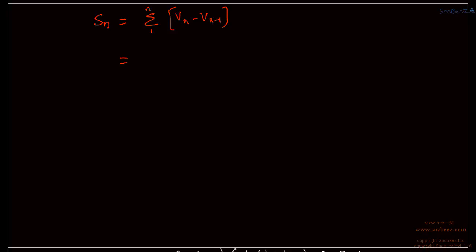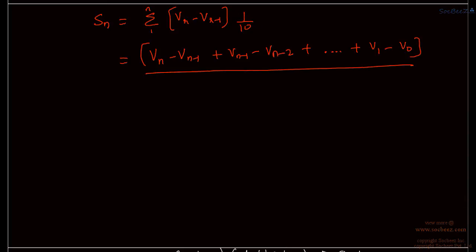Right. Now let us crunch all these numbers, and you see that this is nothing but Vn minus Vn-1, Vn-1 minus Vn-2, all the way till V1 minus V0. All of this has a 1 by 10 multiplication factor, right? Now we see these terms cancel off. The only term which doesn't cancel is the most extreme ones, which is 1 by 10 (Vn minus V0), right?